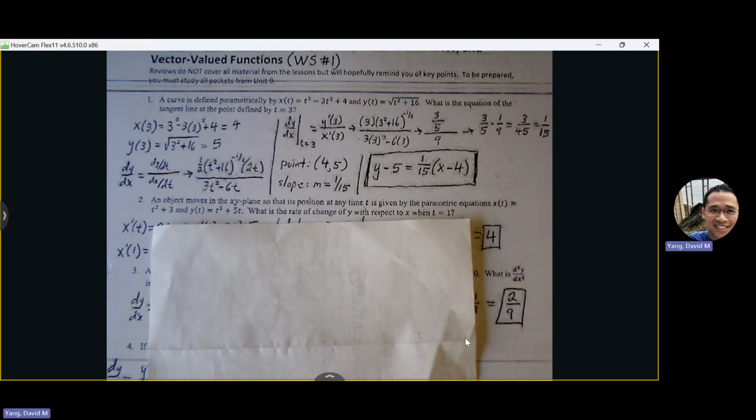Number 2, an object moves in the xy plane so that its position at any time t is given by the parametric equations x of t and y of t. What is the rate of change? So again, pretty straightforward there. Find y prime of 1, find x prime of 1, and then just divide them out.